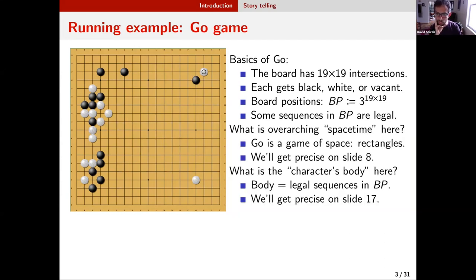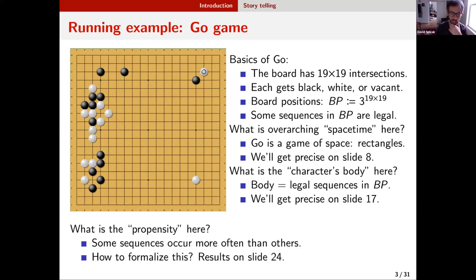The overarching space-time that I'm talking about here is that of rectangles. So we'll just be looking at space. I'll make that precise in a little while. And the character of Go is what's taking place in space. And those will be the legal sequences of moves. So that's the character's body, what's possible. And then finally, propensity will be that some sequences occur more often than others. And I'll make that precise also a little later.